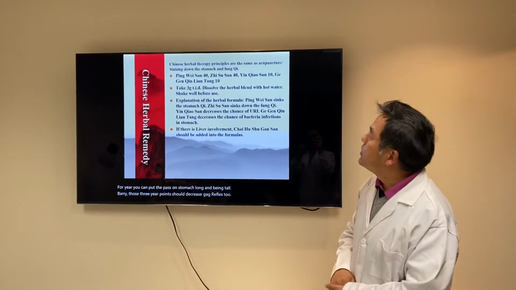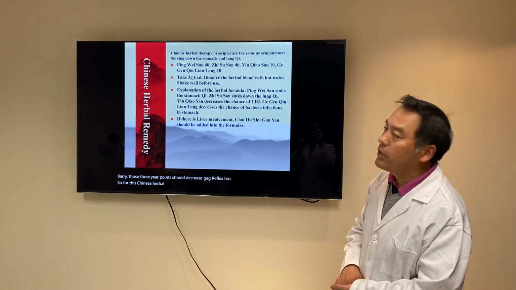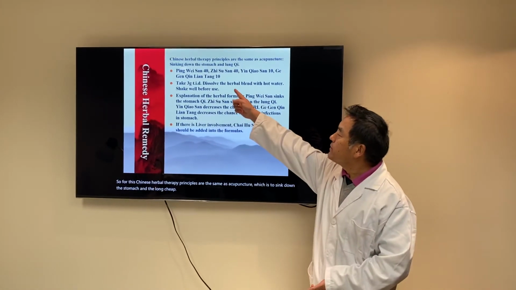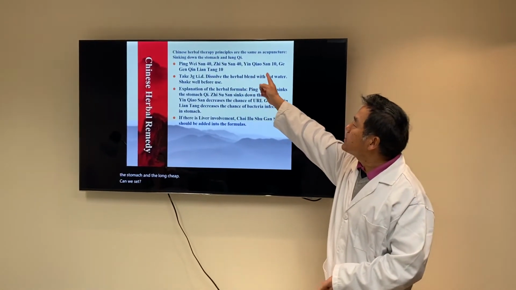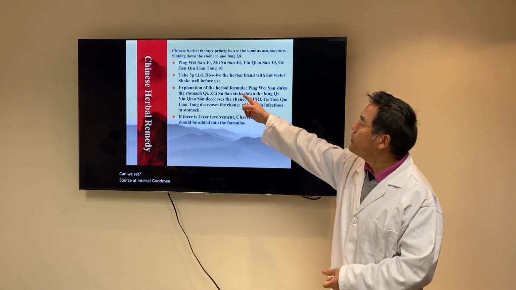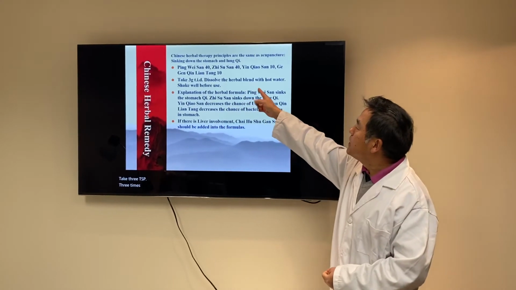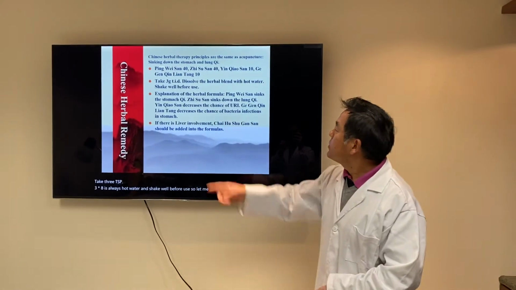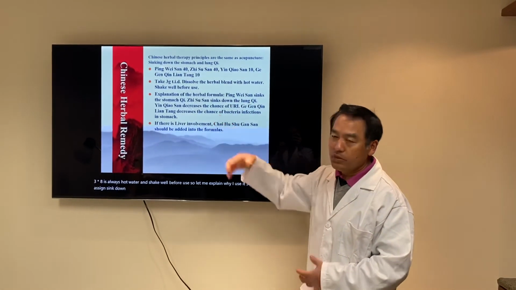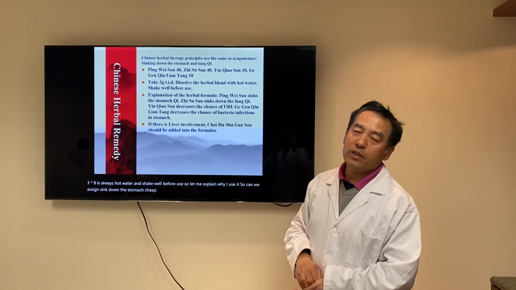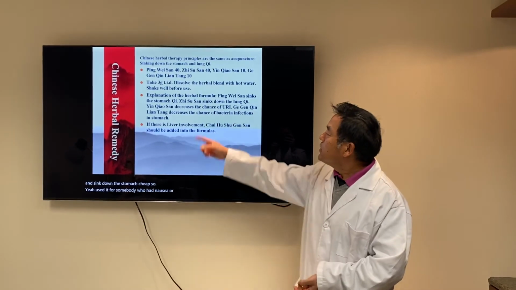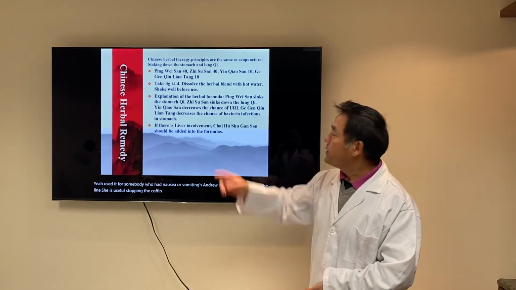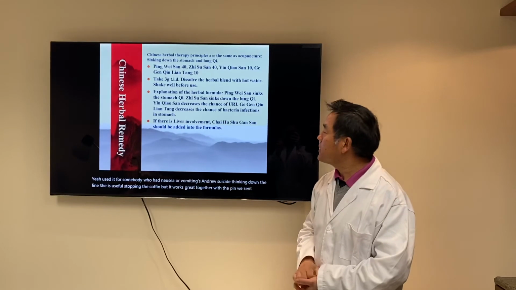For Chinese herbal therapy, the principle is the same as acupuncture, which is to sink down the stomach and lung qi. Ping Wei San, Zhi Sou San, Yin Qiao San, Ge Gen Qin Lian Tang. Take 3 teaspoons 3 times a day, dissolve with hot water, and shake well before use. Let me explain why I use it. Ping Wei San sinks down the stomach qi and is usually used for somebody who has nausea or vomiting. And Zhi Sou San sinks down the lung qi and is used for stopping coughing, but it works great together with Ping Wei San to stop the gag reflex.